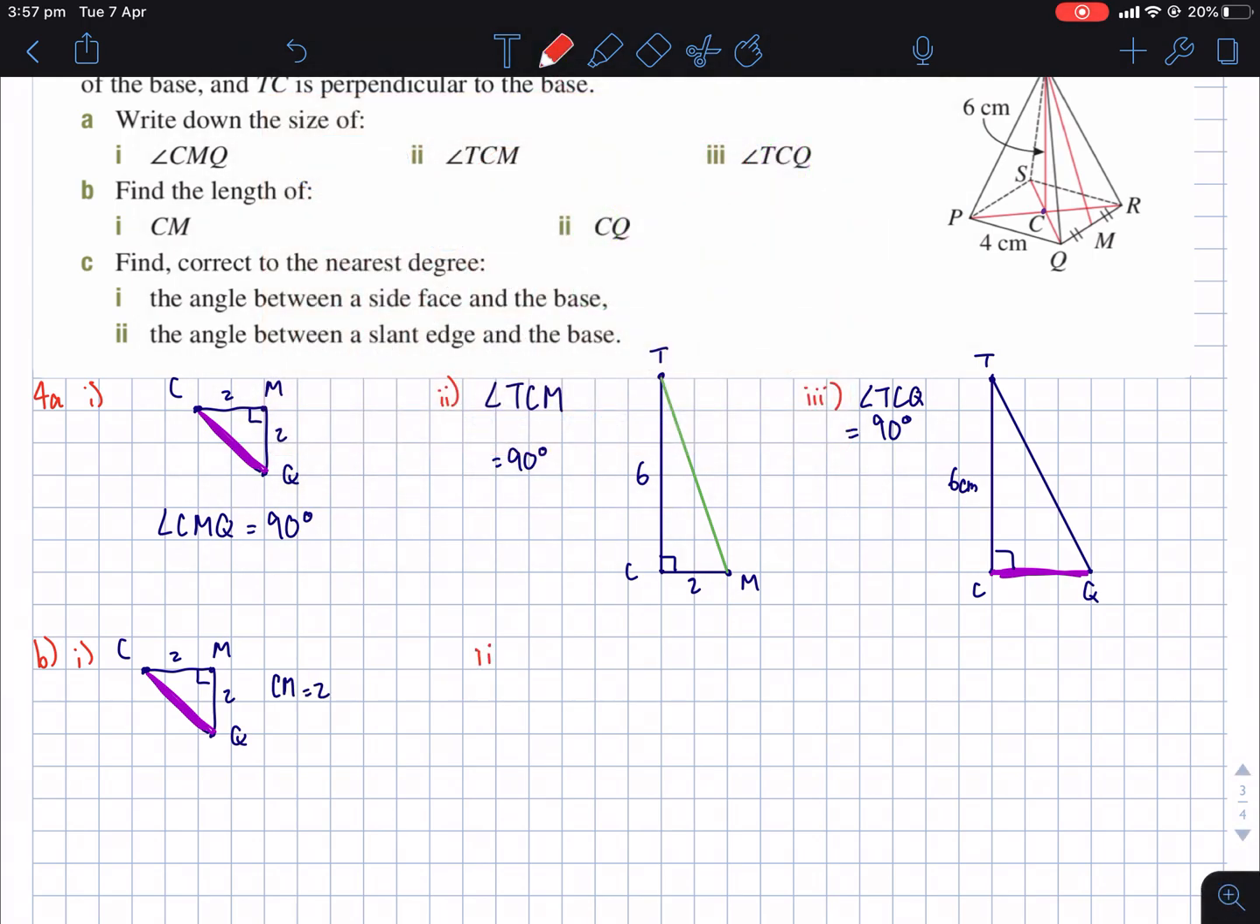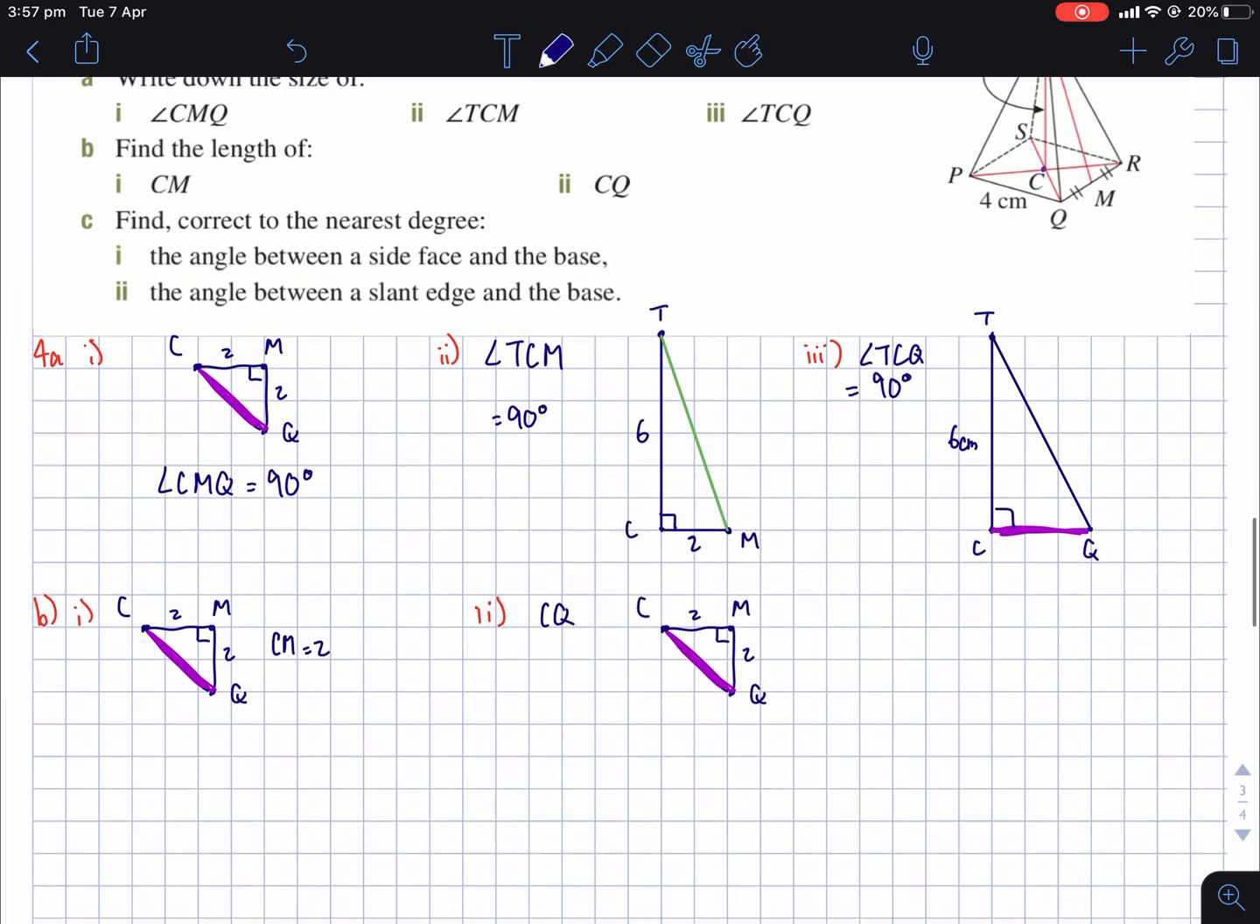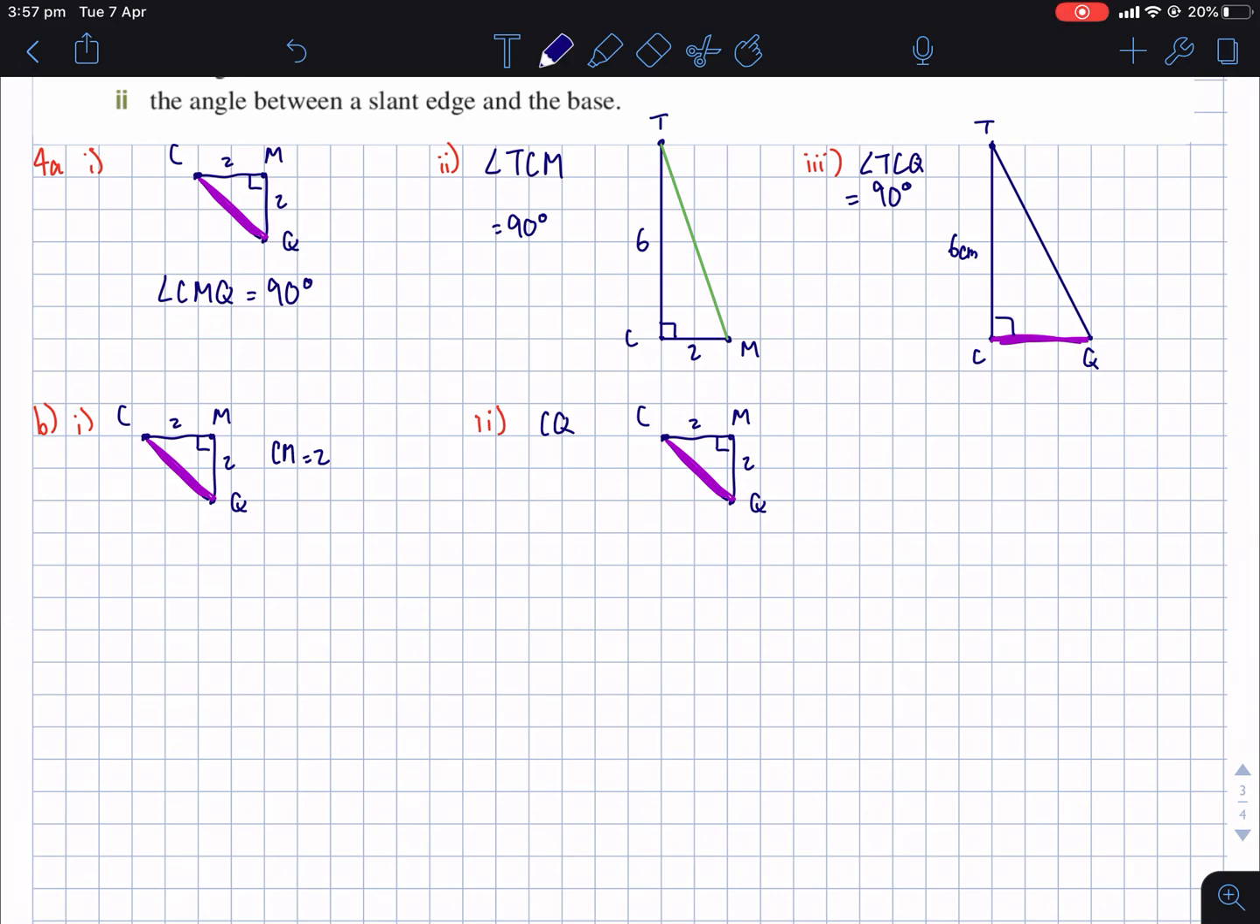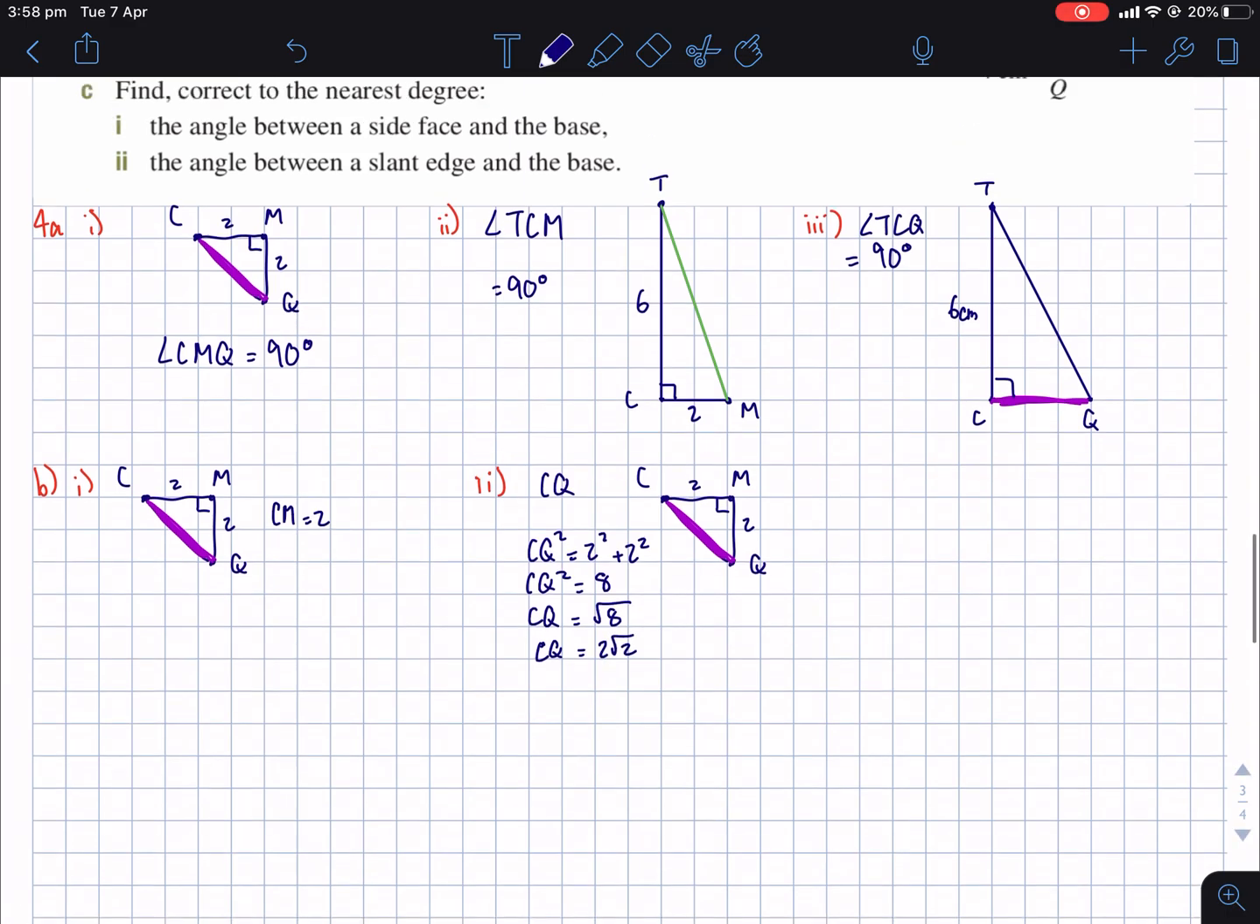Number 2 is less easy though, because now we want CQ. So we're going to steal this diagram again and use Pythagoras. By the way, I'm not going back to the main picture each time; I always want to use the diagrams I've already drawn. So CQ squared equals 2 squared plus 2 squared. So CQ squared is 8. So CQ is square root of 8, which is 4 times 2, so that's 2 root 2.